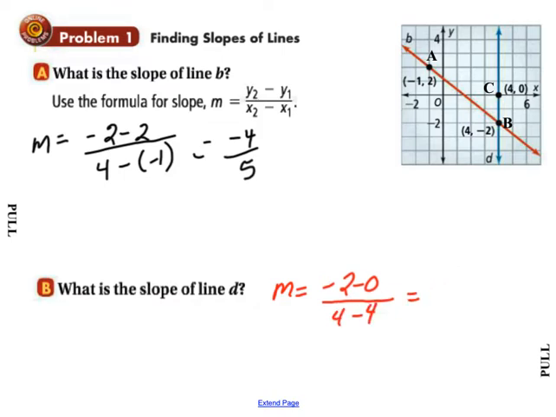Well, you can see in this situation we're going to run into a problem. In the numerator we get negative 2, but the denominator we get 0. Anytime we get 0 in a denominator, we say that it has an undefined slope. So you just write undefined. We cannot divide by 0, so that is an undefined slope.